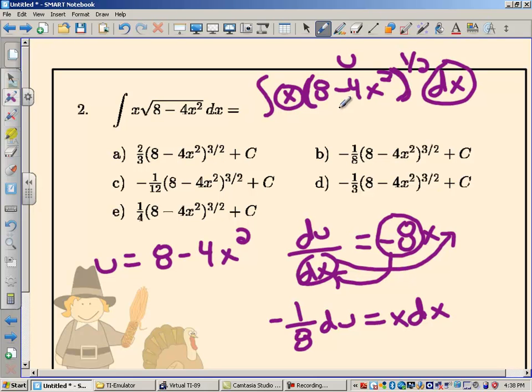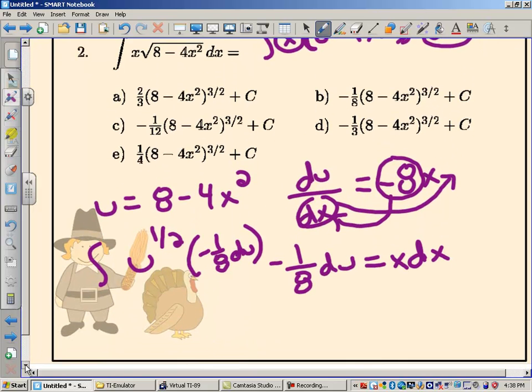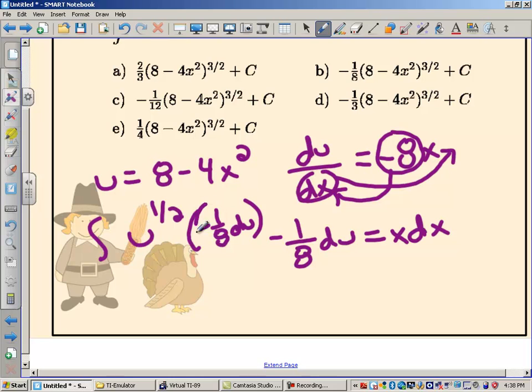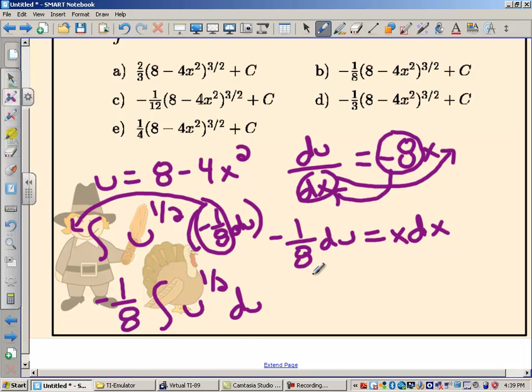So let's look at our substitution. We now have the integral of u to the 1/2 power. Here's my u to the 1/2. And then x dx is negative 1/8 du. So just like in the previous example, I want to take this constant and pull it out in front. I'm going to have negative 1/8 times the integral of u to the 1/2 du.